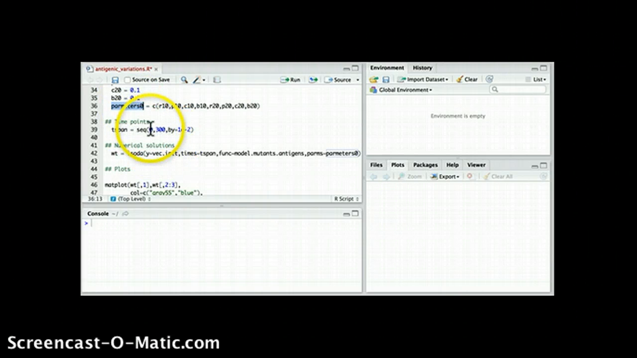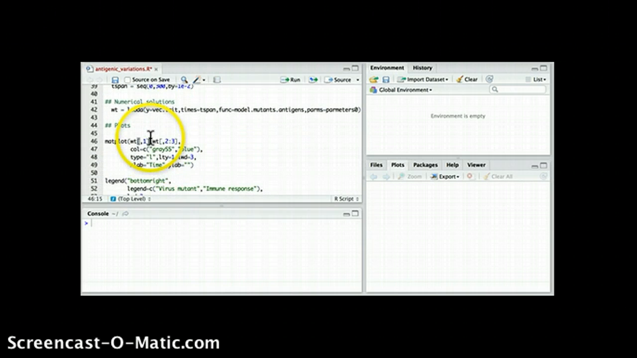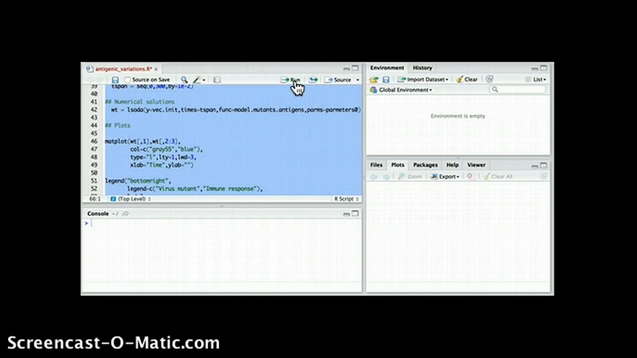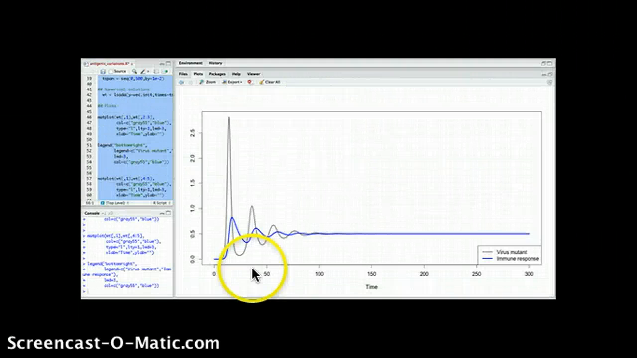I define time points here between 0 and 300 and steps of 10 to the minus 2, and this is the big moment. We call lsoda, and this is what computes the numerical solutions. So let me select everything, and I will hit run and show you what we get. After I execute that code, lsoda provides us with numerical solutions for the mutants of virus and for the specific responses for these viruses. And that's what we have plotted here in this figure.